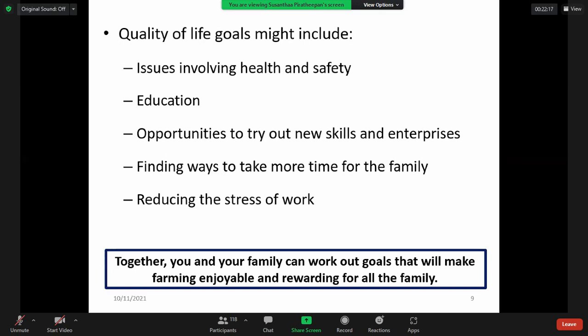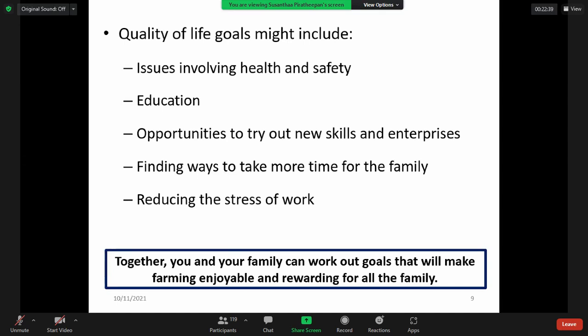Third one, opportunities to try out new skills and enterprises. You can add new enterprises into the farm, like integrated farms, or you can try new skills. Maybe in the future you will start to do processing also. Those are the things you also want to include in the goals.